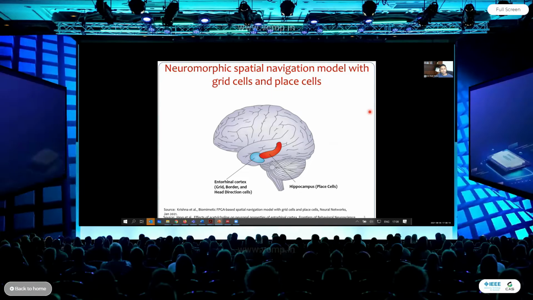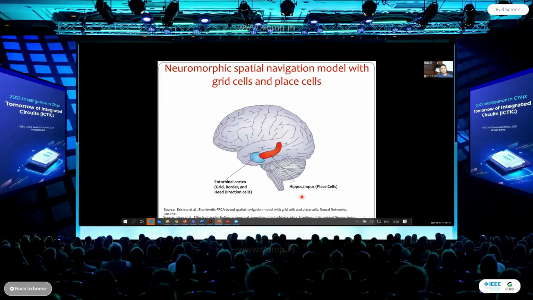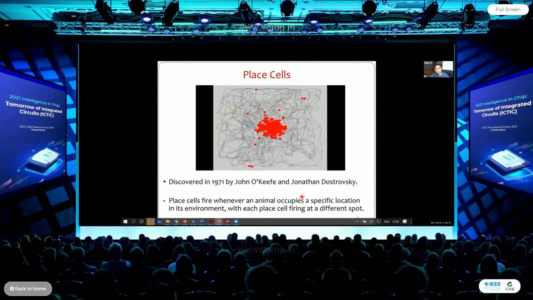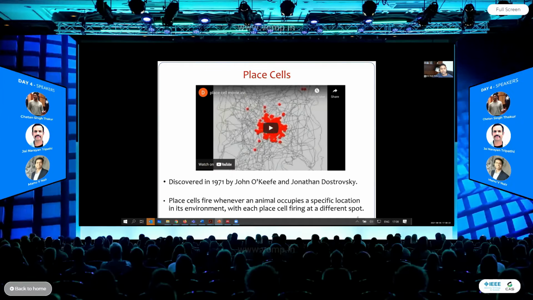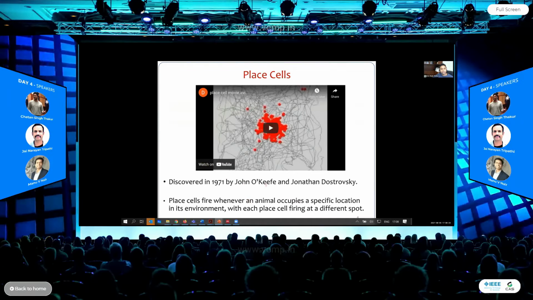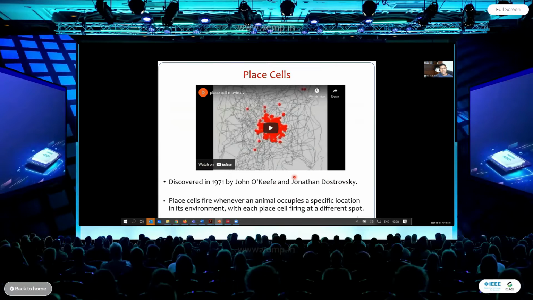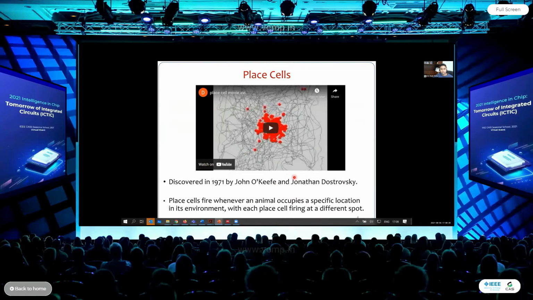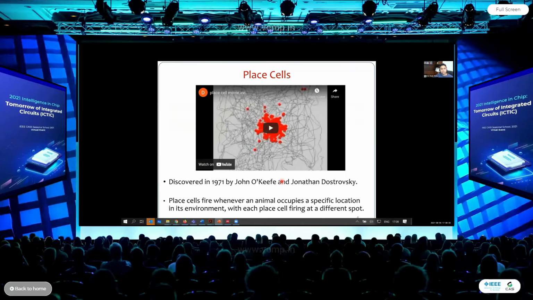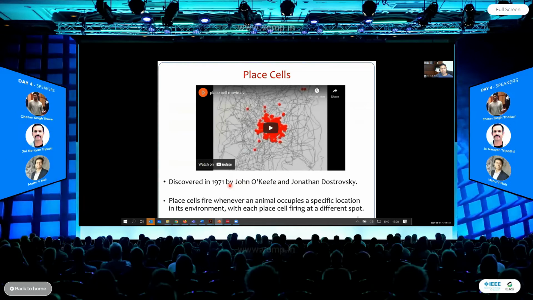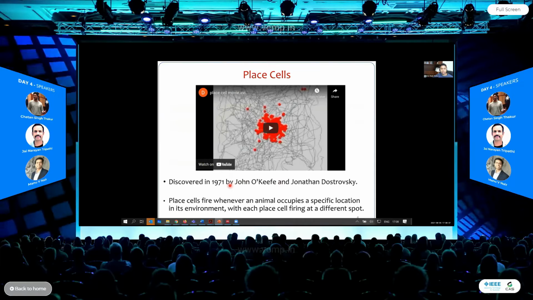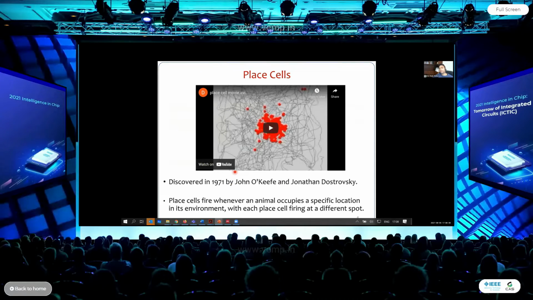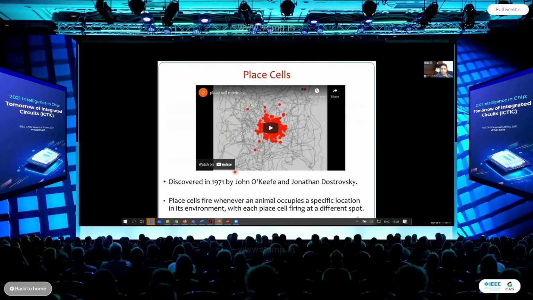So let's go deeper. What are place cells? Place cells were the first type of cells discovered, by John O'Keefe and Jonathan Dostrovsky in 1971, which they found in the hippocampus of rats. A place cell is a kind of pyramidal neuron found in the hippocampus that becomes active when an animal enters a place field, which is a specific location in the environment.